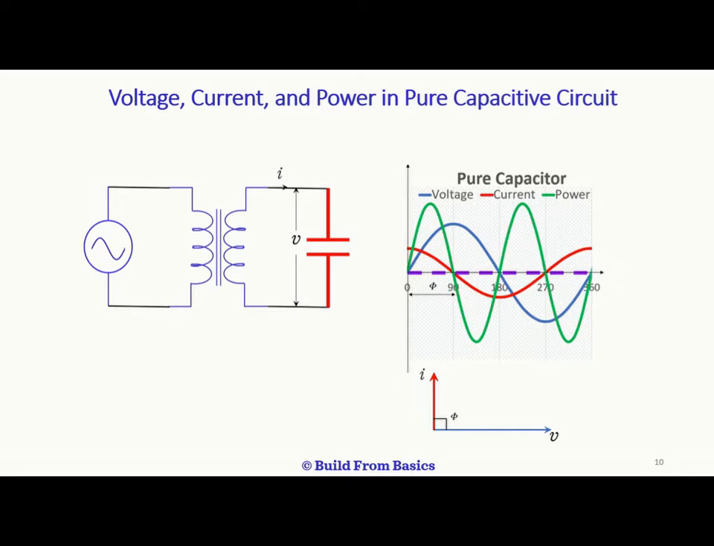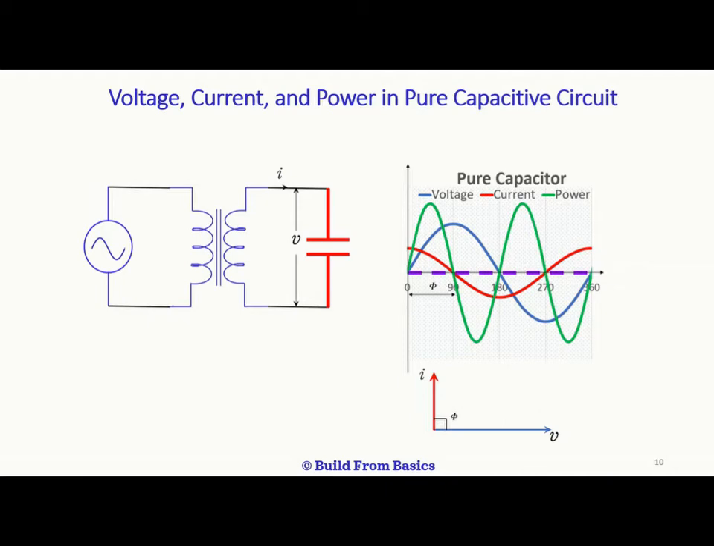Basically, there is no difference between an inductor and a capacitor in terms of instantaneous power. The only difference is the sign. During the first 90 degrees, in an inductor the power is negative, but in a capacitor it is the opposite, positive. In an inductor it starts from negative to positive, and in a capacitor it starts from positive to negative. That is the only difference.